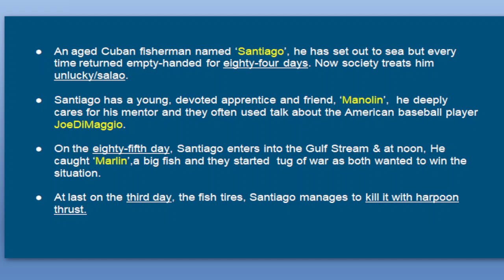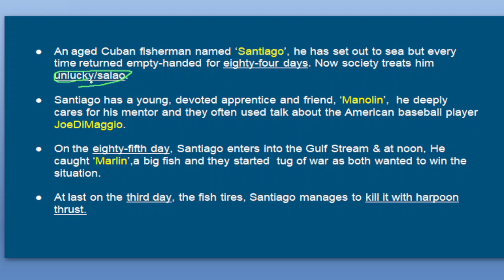All right. So the first pointer says an aged Cuban fisherman named Santiago has set out to sea, but every time returned empty-handed for 84 days. The important details I have already underlined. The character name is Santiago, and he was not able to catch a fish for the last 84 days. Now society treats him as unlucky, or we can say salao. Both things can be asked in the exam. So we have to note this down.